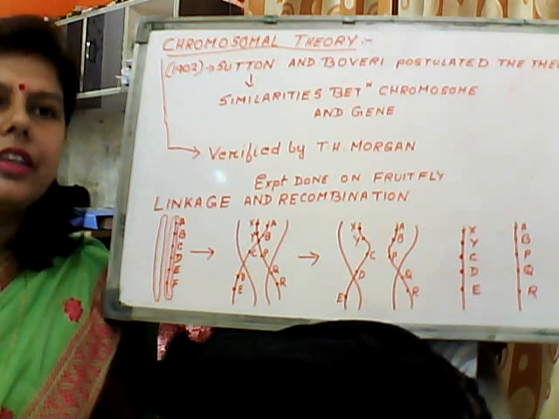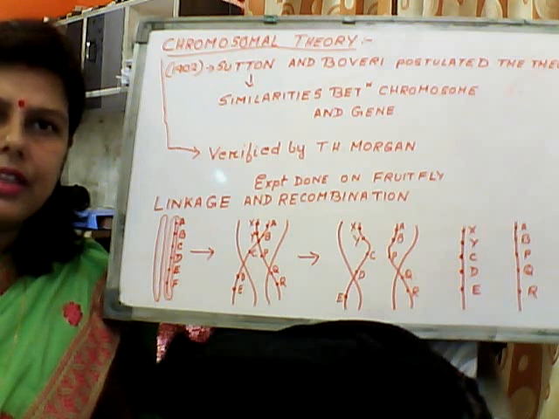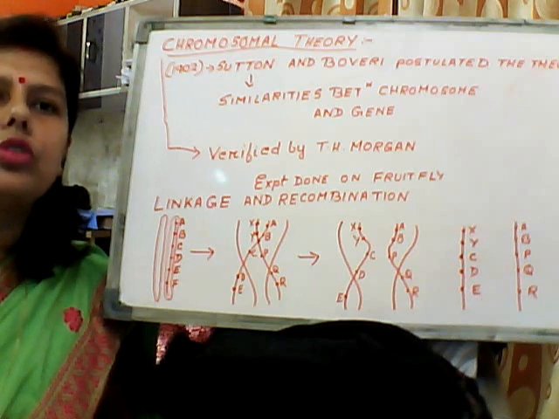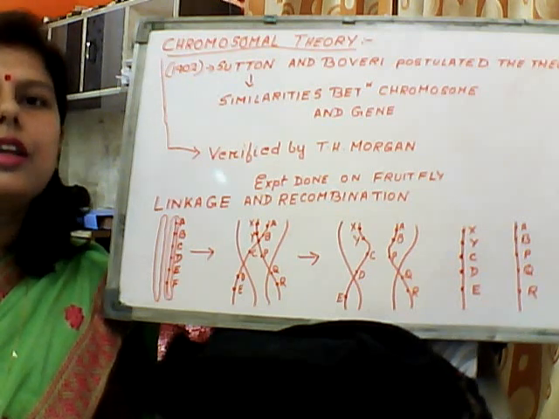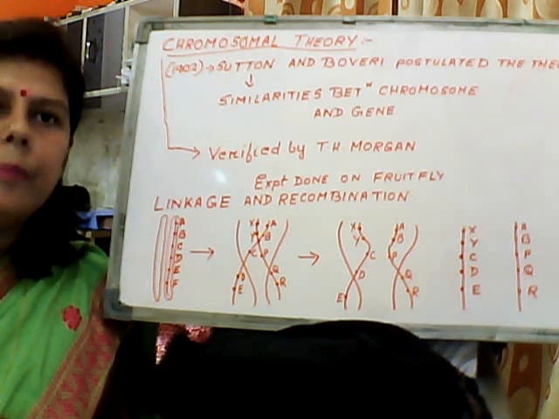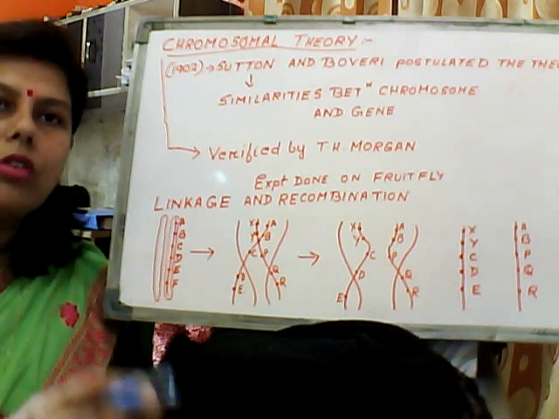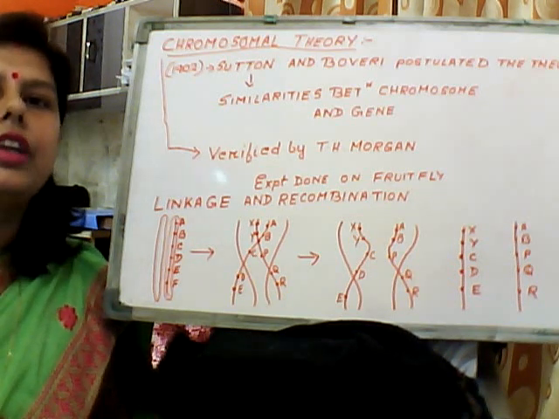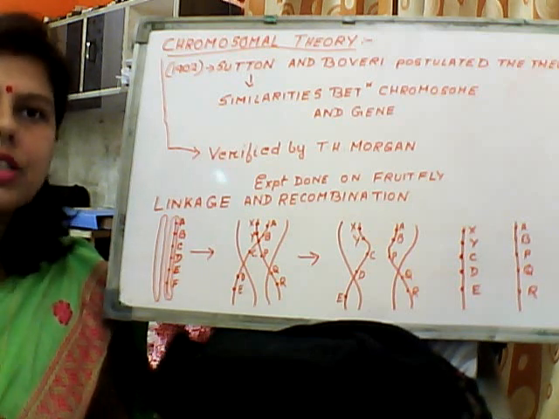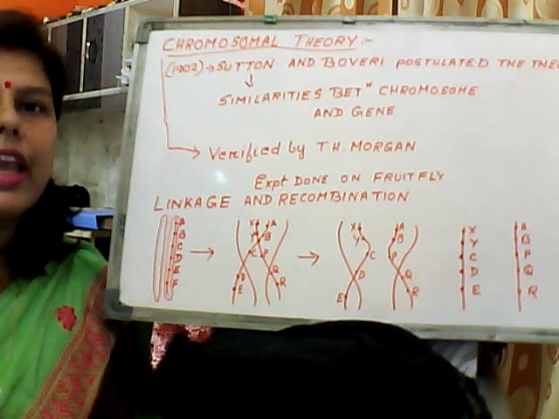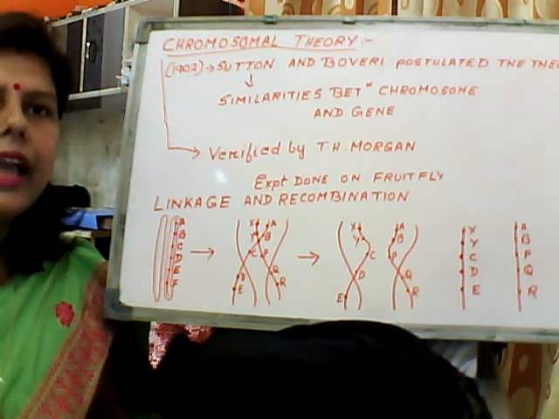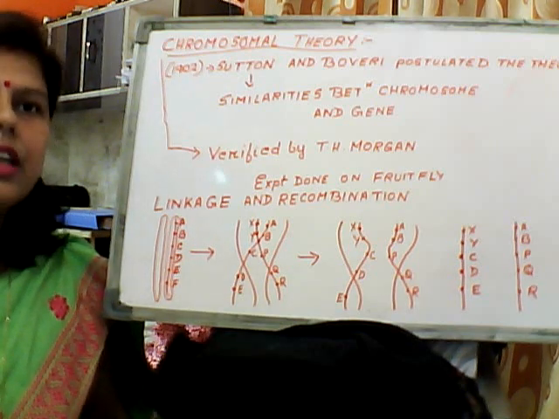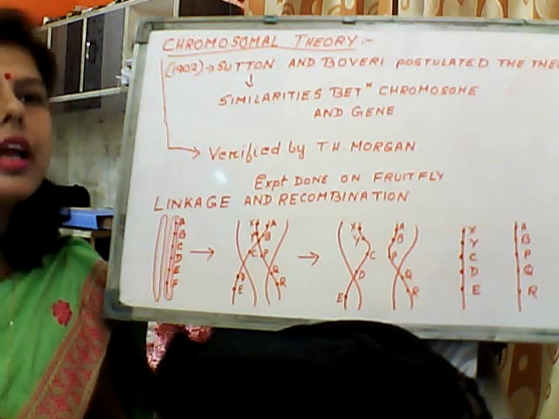But after 1900, development took place in biology. That means the development of the microscope had taken place. Now they came to know about the structures of the cell, what things are present in the cell, and they studied the gene. It was said that the factors are nothing but genes, and genes are located within the chromosome. The proper structure of the cell can be studied with a well-developed microscope. After that, three scientists rediscovered Mendel's findings, and it was accepted.